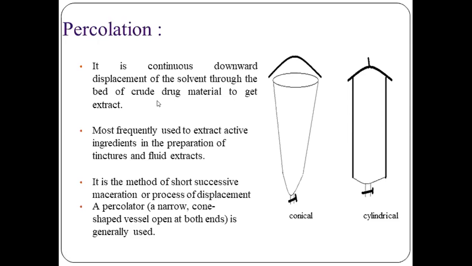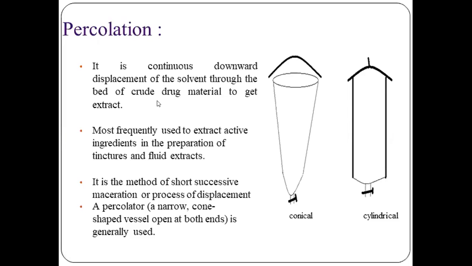Okay, continuous downward displacement method है जिसमें जो solvent है वो continue आपके percolator में से धीरे-धीरे move करता रहता है और drug को extract करने के लिए. Most frequently used to extract active ingredient in the preparation of tincture and fluid extract. बहुत frequently use किया जाता है tincture के लिए, fluid extract के लिए. Short successive maceration process है ना, और जो apparatus यूज करते हैं परकोलेटर है.